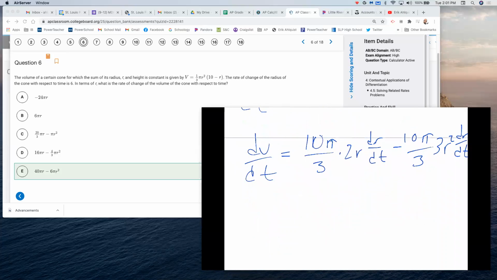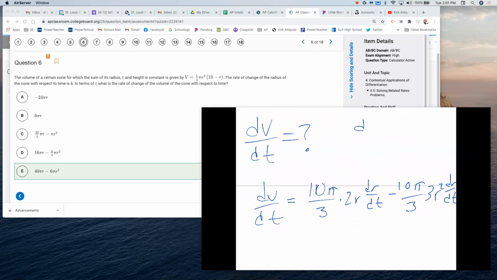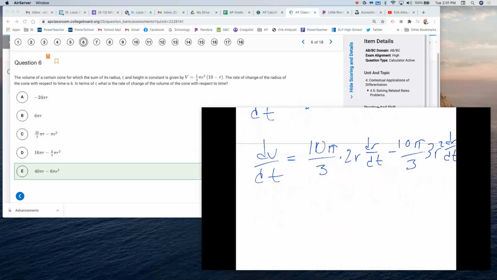Okay, so they also gave me on here, they said dr dt is equal to 6. And they say write this in terms of r. So all I'm doing now is, I already know that my answer is going to be C, D, or E based on that r squared and the r in there. All I got to do is a little bit of arithmetic on here.